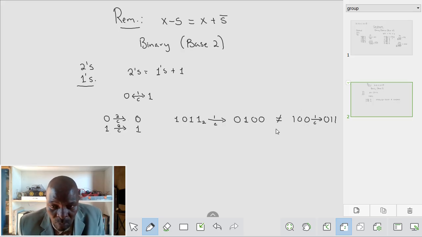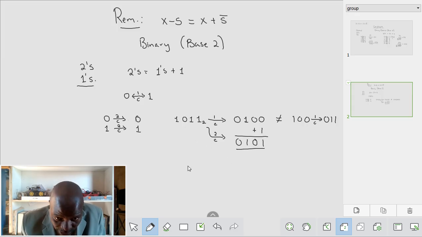You cannot do that. So what you then do is try and do 2's complement. We know that the 2's complement of the same number is the 1's complement plus 1, which is 1 0 1 0. This is the 2's complement of that number there.